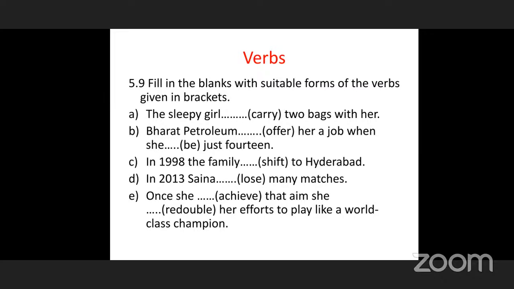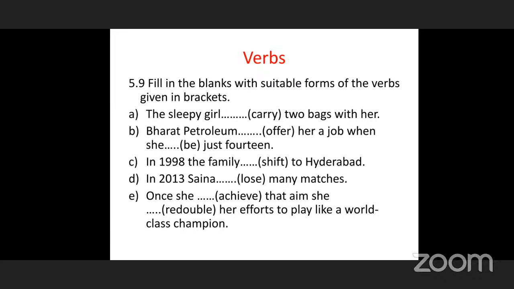Bharat Petroleum offered her a job when she dash B just 14. Yeah. We need to discuss somewhat elaborately here. What do you mean by B forms? B forms are the state verbs. That means it represents our state, our current position. If the sentence belongs to present tense, what are the B forms? Am, is, are. B forms are nothing but am, is, are if the sentence is present tense. If the sentence is past tense, what are the B forms? Was, was, were. I told you that the entire questions have been discussed in the past tense form.